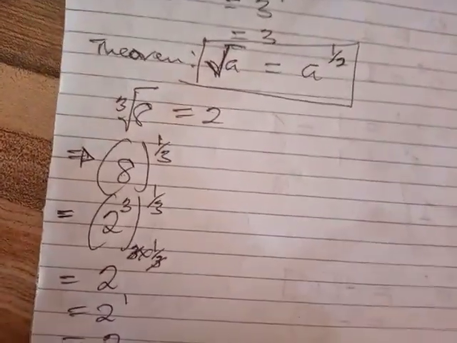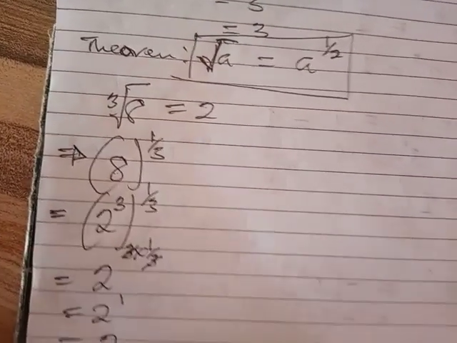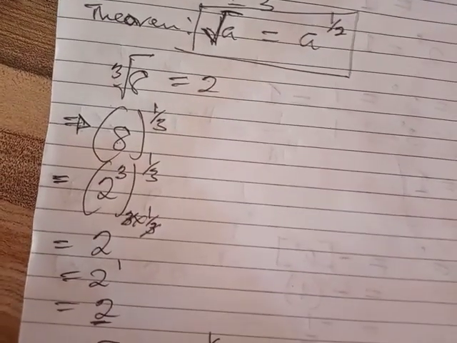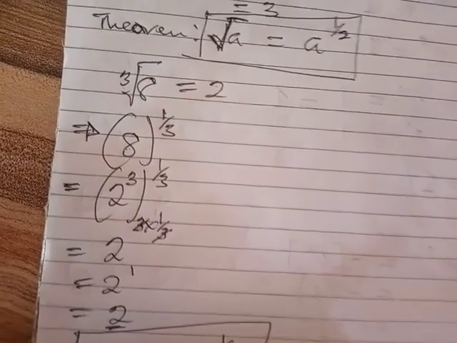So indices is saying that the nth root of any number is the number exponent 1 over n. The nth root of any number is the number exponent 1 over n.